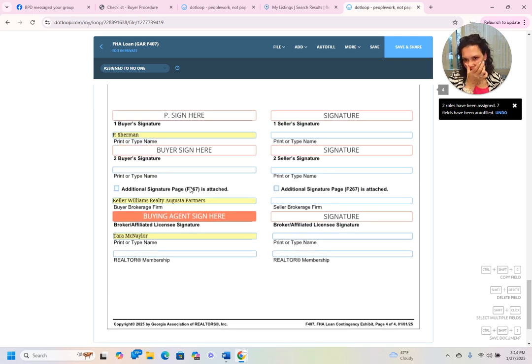Then your buyer information here, your information. Remember, the realtor membership is RGA. That is our MLS down on Roy Road. That's what it's asking. So RGA is our realtor membership.